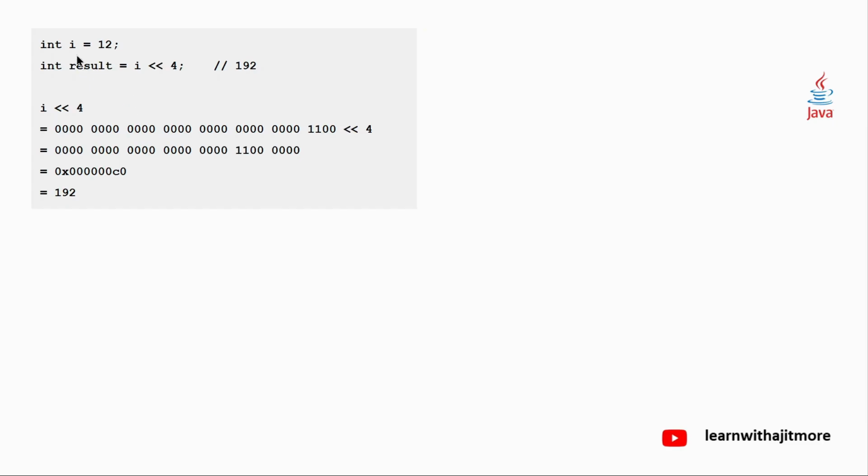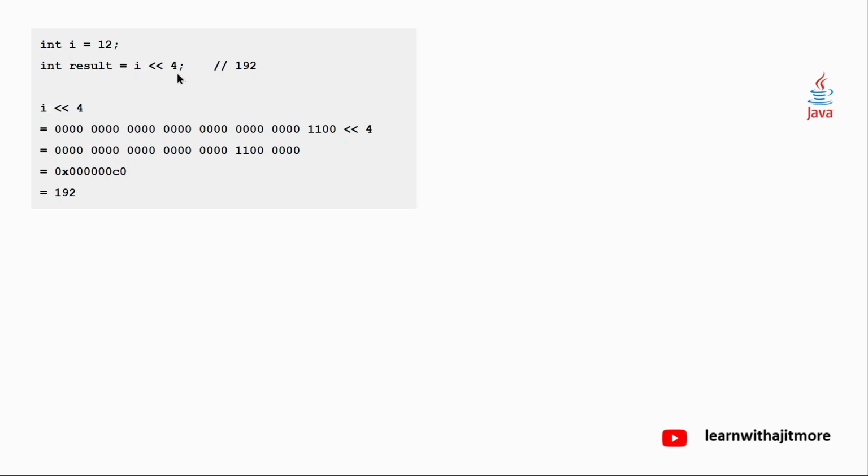See here. The first example, I is 12. And you're shifting I to the left side 4 times. And yesterday only I told you, when you shift left side, the value is going to double.